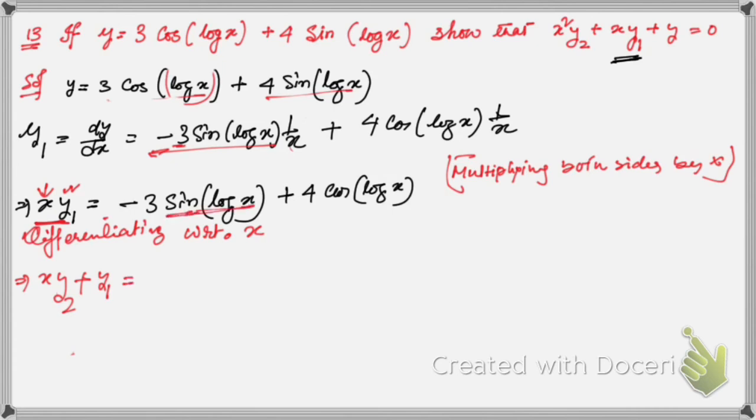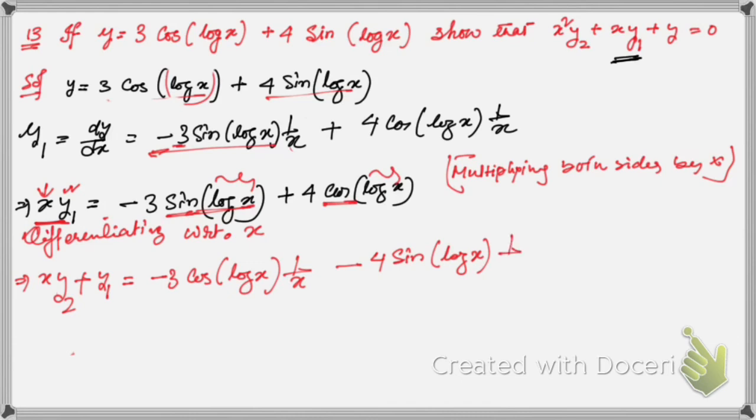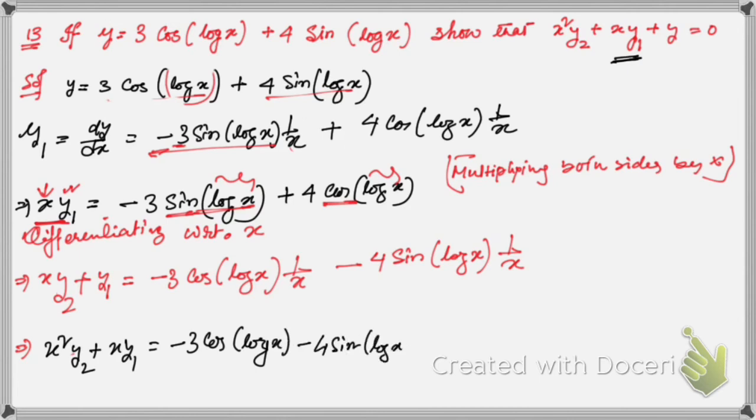Then similarly, if you differentiate the right hand side again, you will get minus 3 cos of log of x. If you differentiate log of x again, 1 by x. Then again here minus 4 sine of log x. Then if you differentiate log x again, 1 by x. So now let us multiply again x on both sides, then you will get this x square y2 plus x y1 minus 3, and this you will get on the right hand side. So multiplying both sides by x again.